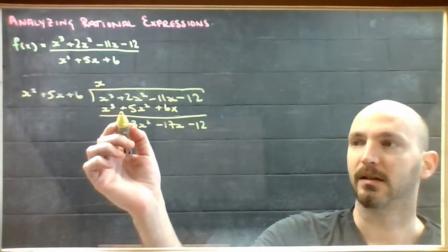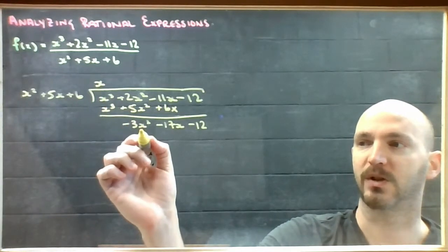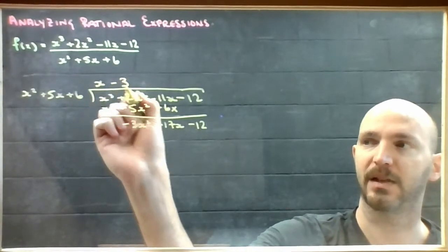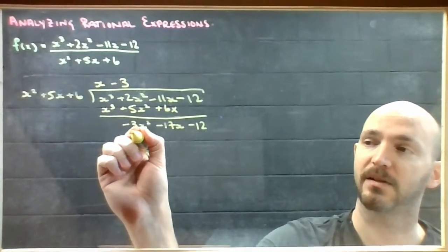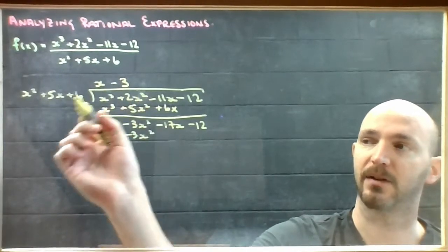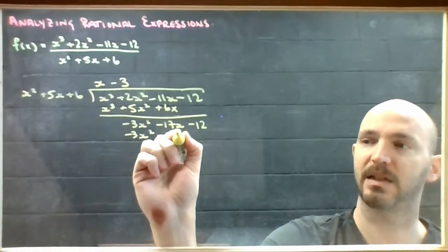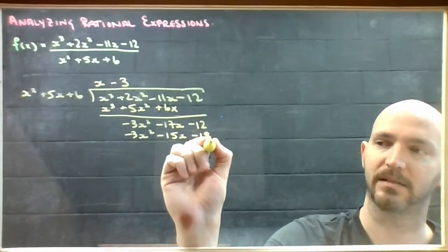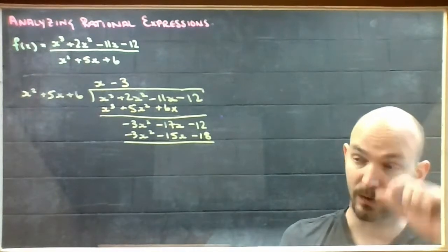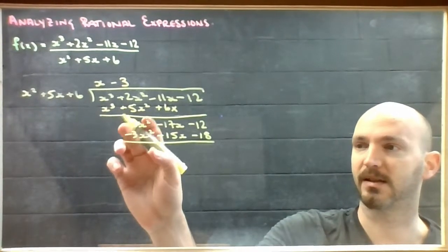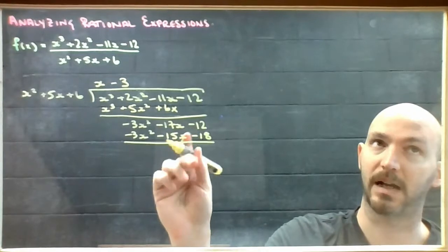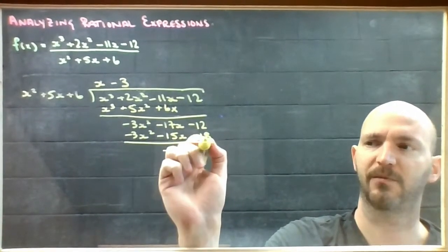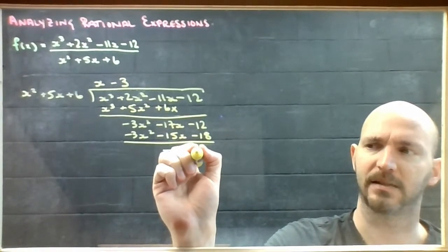Alright. And then in order to get a negative 3x squared from this, I need a factor of negative 3. So negative 3 times x squared is negative 3x squared. Negative 3 of these would be negative 15 of these. And negative 3 of those would be negative 18. So if I take those things out of the pile, this is gone. Minus 17 minus minus 15 is minus 2. And minus 12 minus minus 18 is 6.